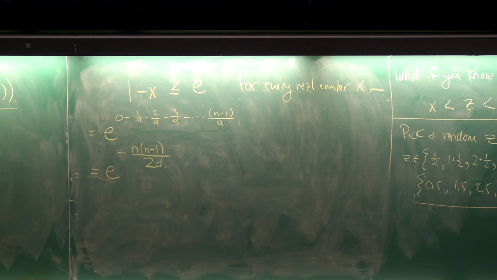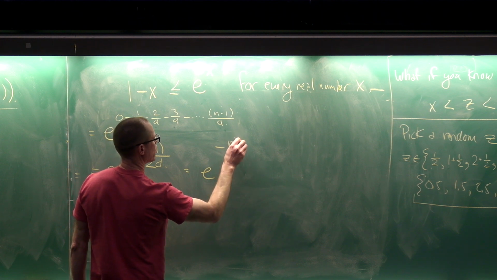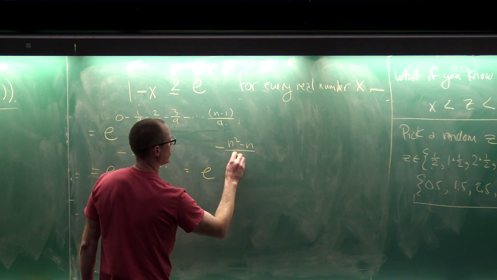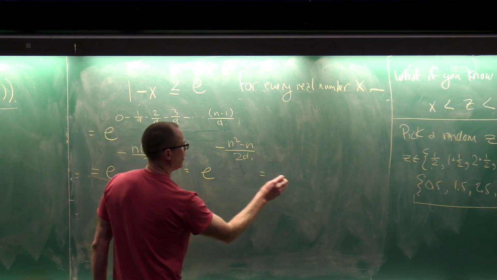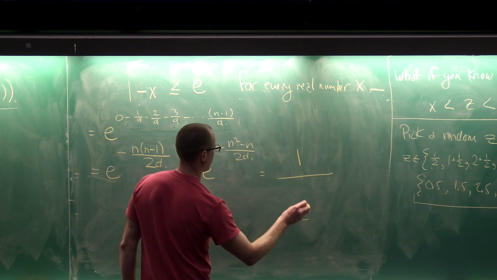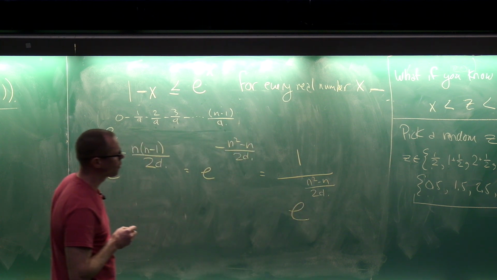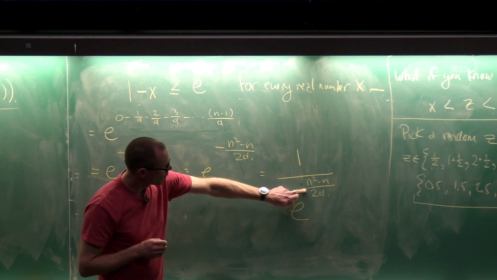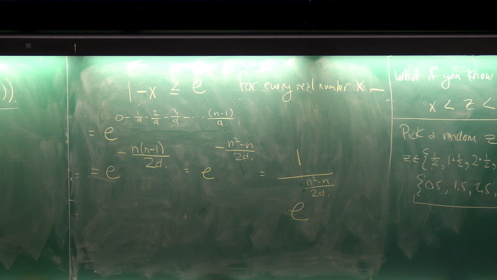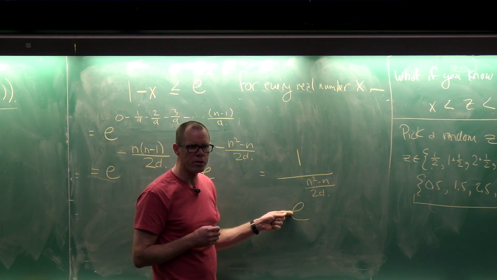Okay. Which is e to the minus n squared minus n over 2d. Negative exponents are confusing, so this is 1 over e to the n squared minus n over 2d. And this is something we can get a handle on now. Why is there an n squared showing up here? When is this really big? When is this really small?